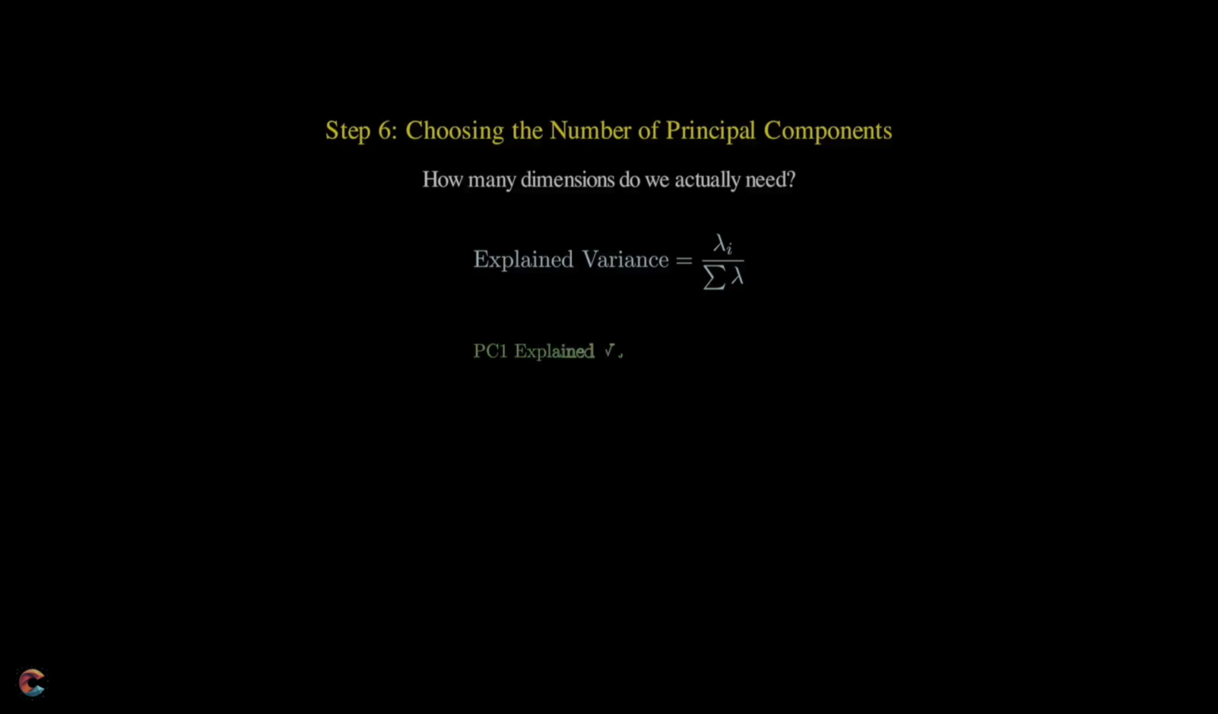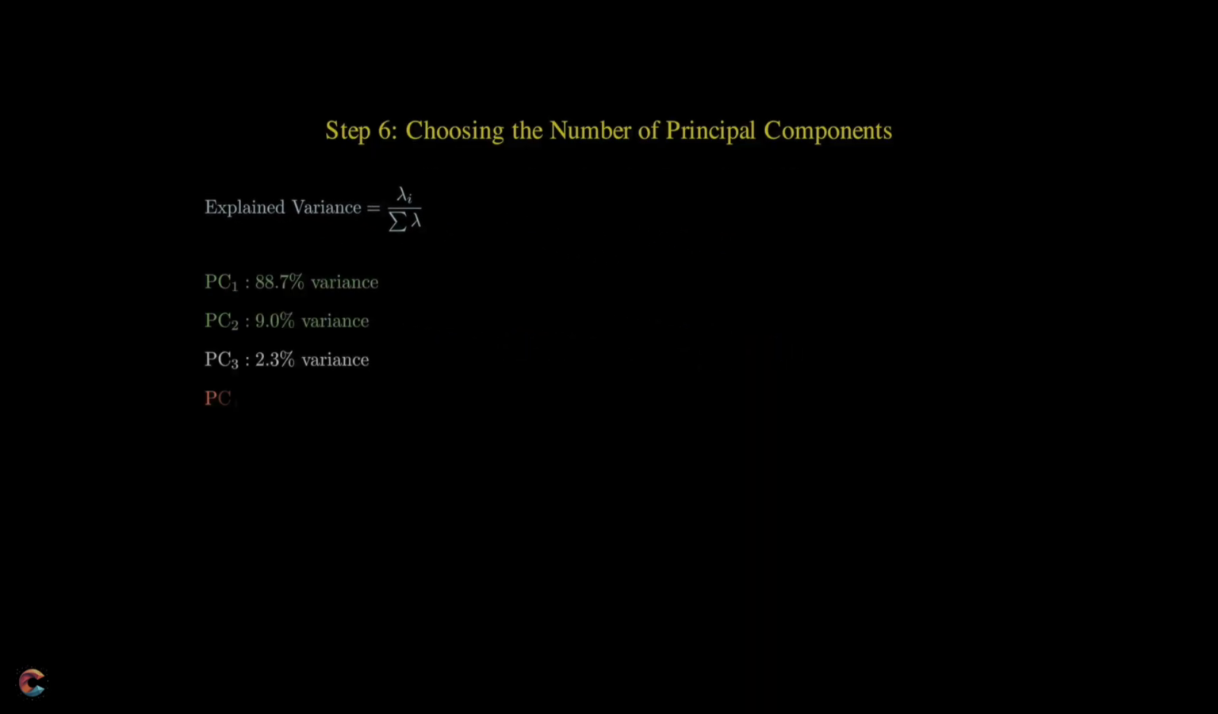Now the main question arises, how many principal components do we need? For that, we'll first calculate the explained variance, which is nothing but the particular eigenvalue divided by the sum of all eigenvalues. For PC1, explained variance is around 88.7%. Similarly, we will calculate the explained variance of all the eigenvalues.